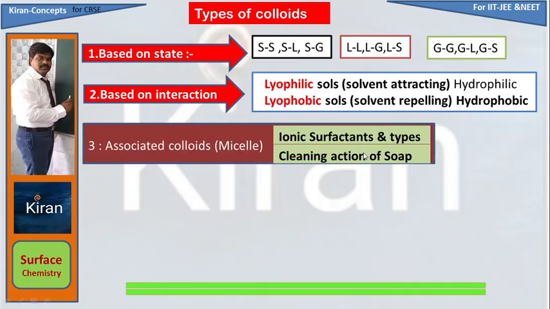Next, third one, associated colloids. Another name is micelles. Associated colloid means small, minute colloids combined together. You will get a big cluster-like colloid that is considered an associated colloid, whose other name is micelle. In this chapter, types of micelles. Micelles are also called ionic surfactants. These micelles are involved in the cleaning action, that is, the cleansing action of soap. So, we will discuss these topics in this chapter.